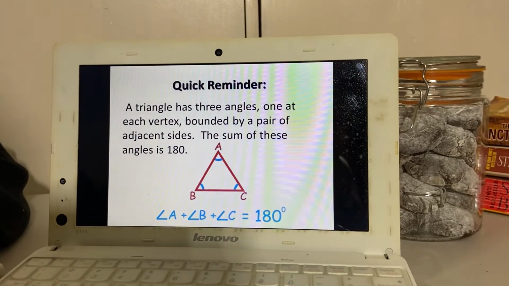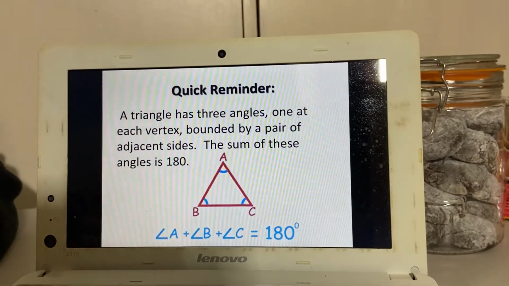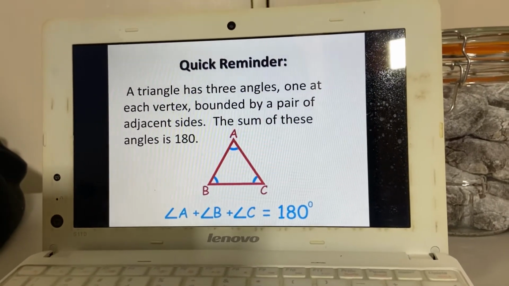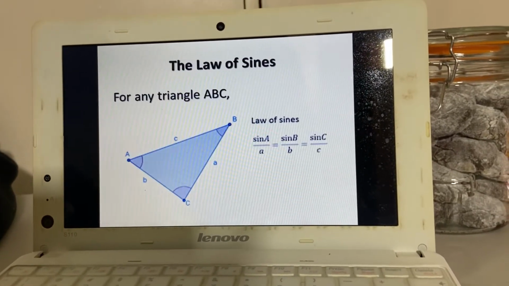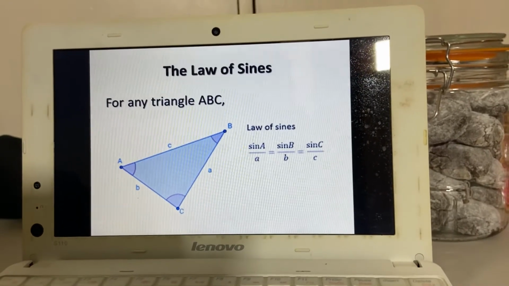Quick reminder, a triangle has 3 angles, one at each vertex, bounded by a pair of adjacent sides. The sum of these angles is 180. So, I'll be discussing the law of sines and the law of cosines.